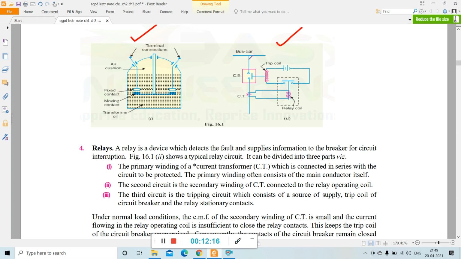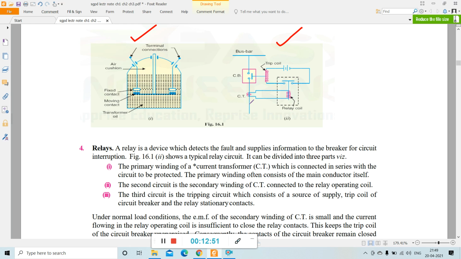In normal condition, whatever current is flowing in this feeder line is transmitted to this section. So see, when normal current is flowing in this section and normal current is flowing in the primary of this CT, then whatever EMF is induced in the secondary of the CT, which is also known as the relay coil of the CT, is not enough to energize it in the normal condition. That's why this contact remains open and the trip coil is not energized.